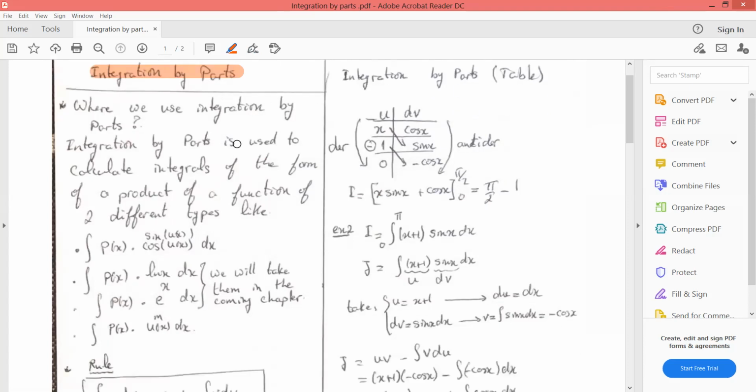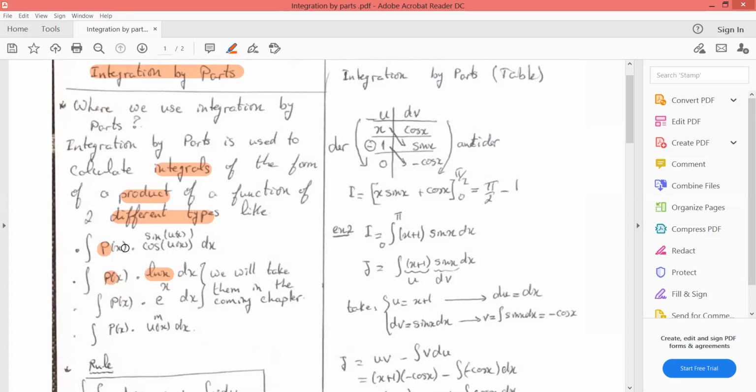Integration by parts. In which case do we use integration by parts? It is used to calculate integrals of the form of a product of two different types, like px times sin x or cosine x, px times ln x.